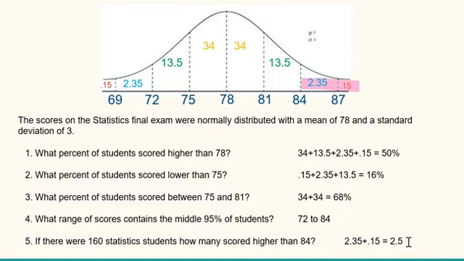All right, if I want to know the number of students, I'm going to take that percent as a decimal, 0.025. I'm going to multiply it by the number of students, 160, and I get 4. So 4 students out of the 160 scored higher than an 84. Okay, and that is it for 5A.